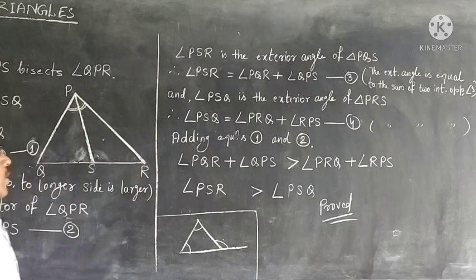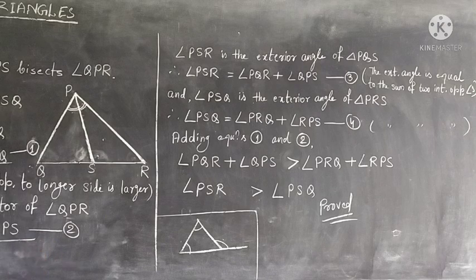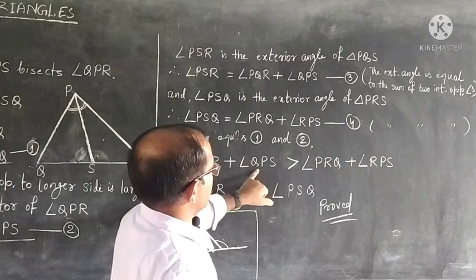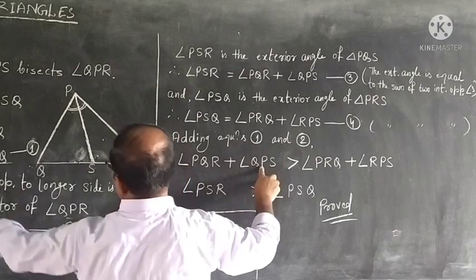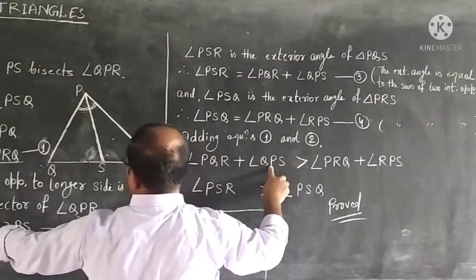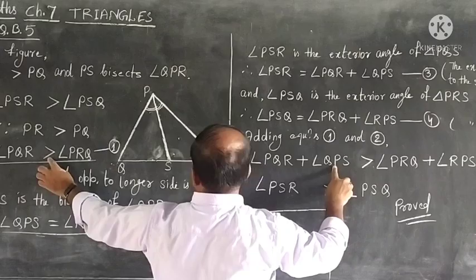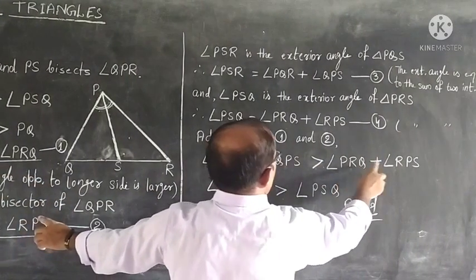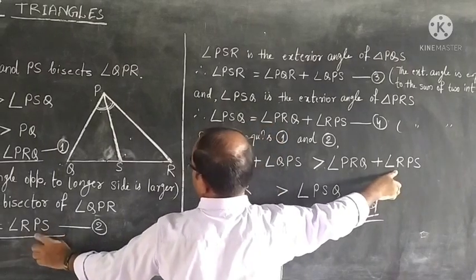Now, what do we do? We add equations 1 and 2. LHS plus LHS, RHS plus RHS, we all know how to add angles. So, we have added PQR plus QPS, the LHS of both equations. Here it is greater than, let us go with greater than PRQ plus RPS.